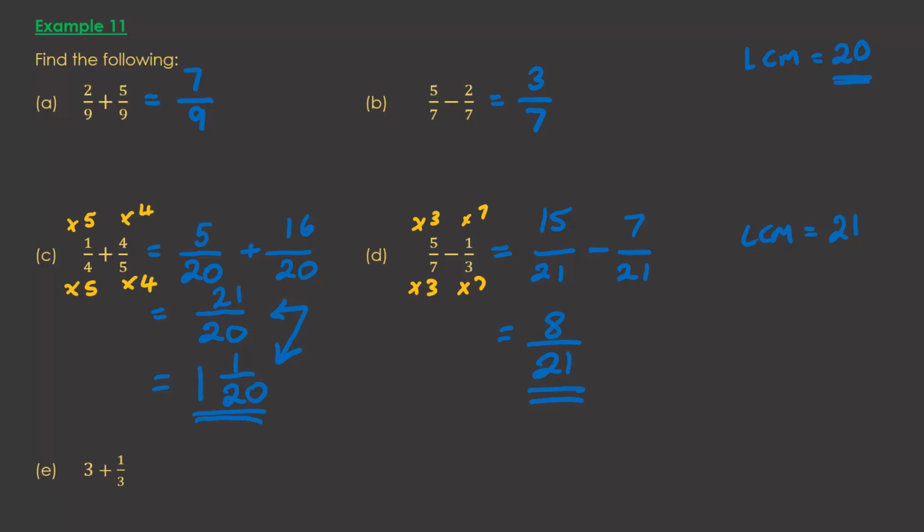Now the final example here, 3 plus a third, is very straightforward. 3 plus a third just simply means 3 and 1/3.